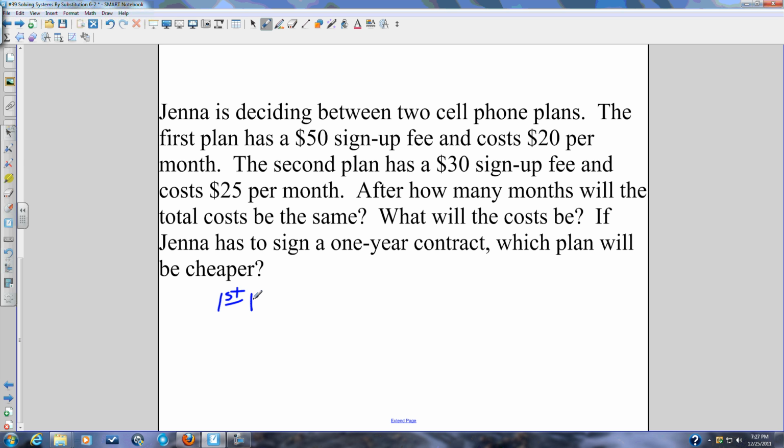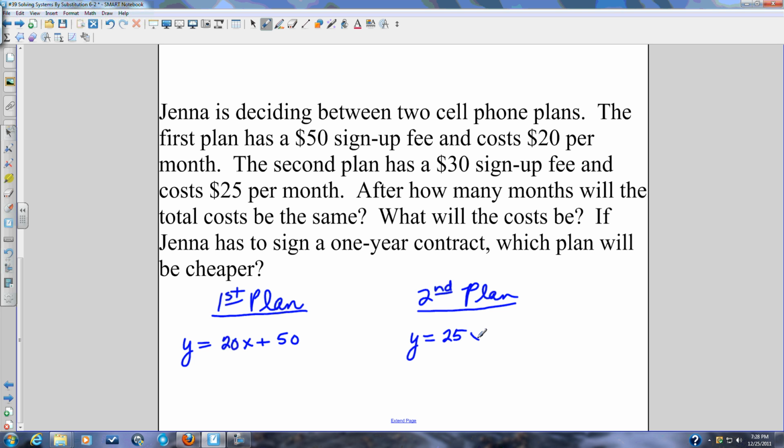So let's just see if we can set up the equations. Our first plan, it looks like the cost, we'll have y represent the cost, is going to be $20 times your number of months plus the $50 sign-up fee. The second plan has a $30 sign-up fee and costs $25 per month. So if y is the cost and it's $25 for each month, we're going to have y equals 25x plus that $30 sign-up fee.